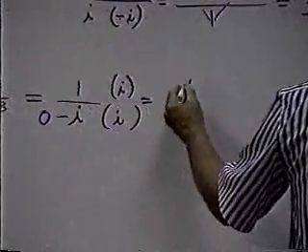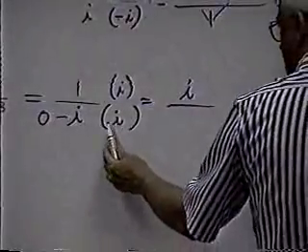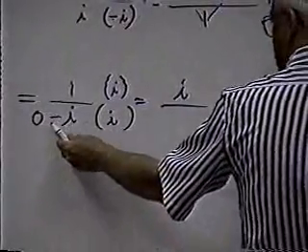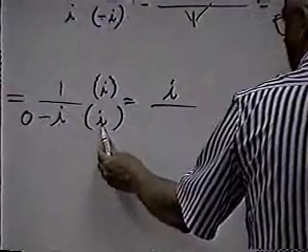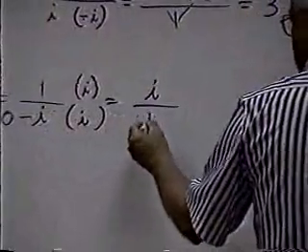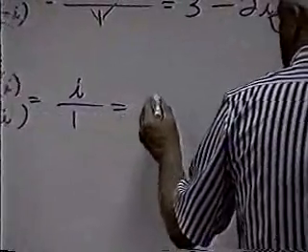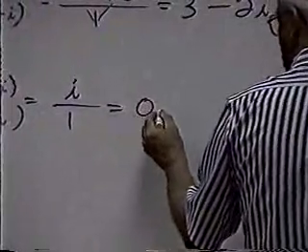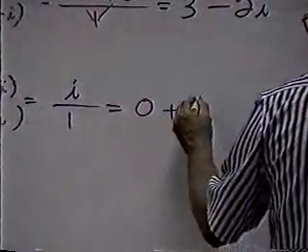1 times i is i, and i times i is i squared times a minus. i squared is a minus 1, times a minus is a plus 1. And so the answer, I'm going to do this, now watch. The answer is 0 plus 1i.